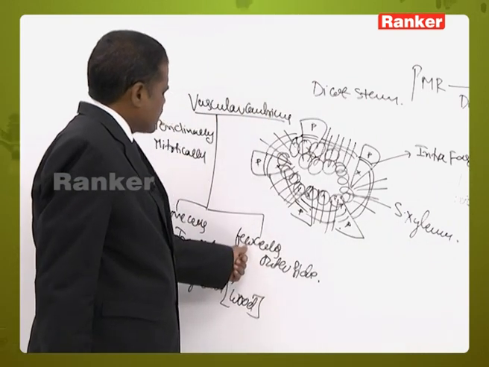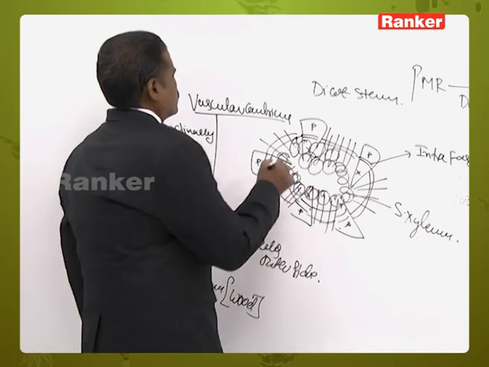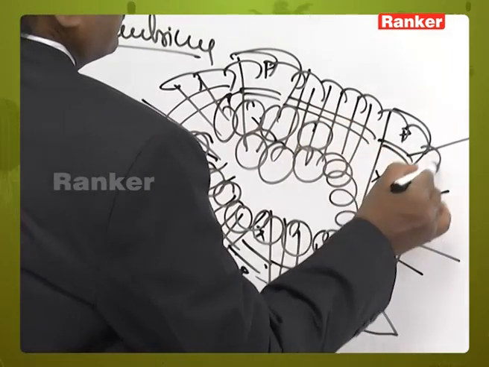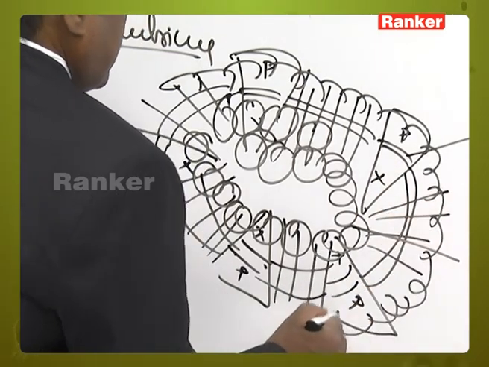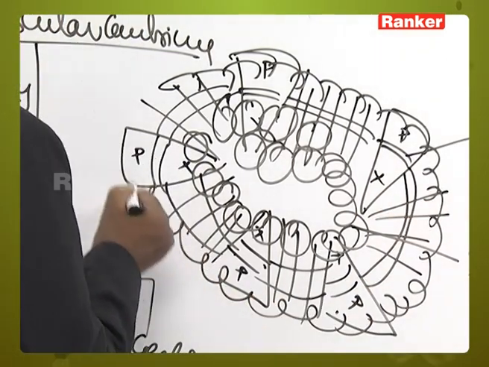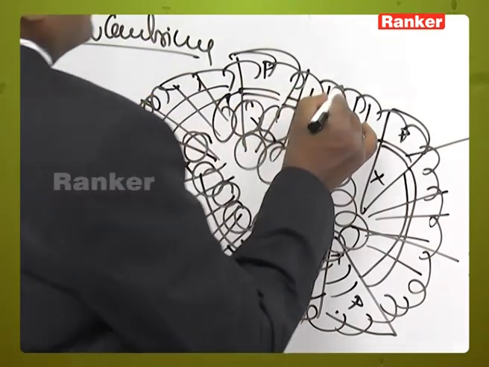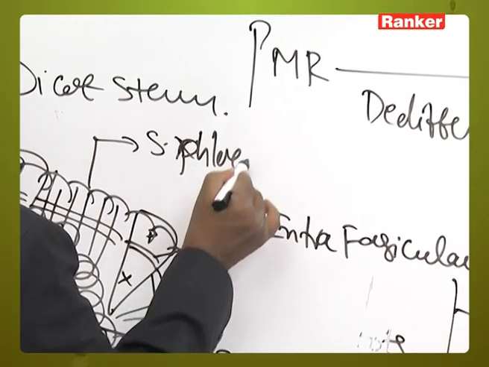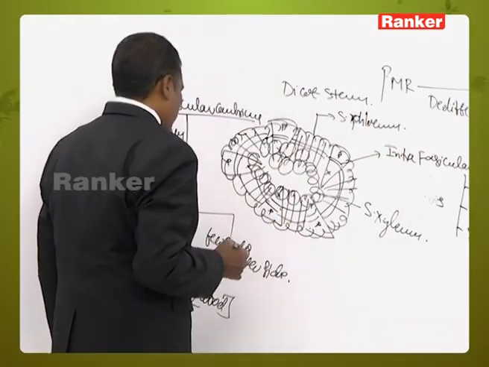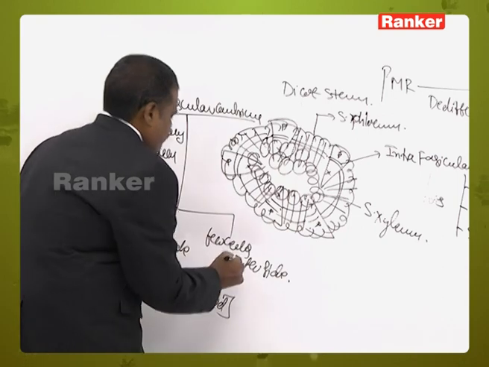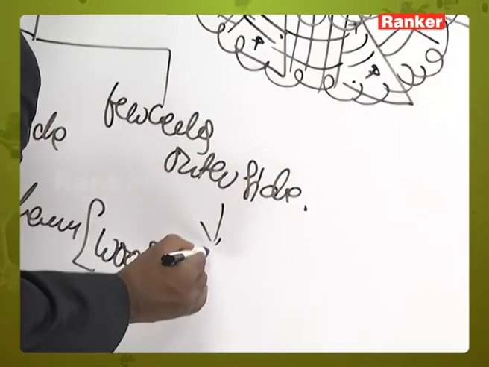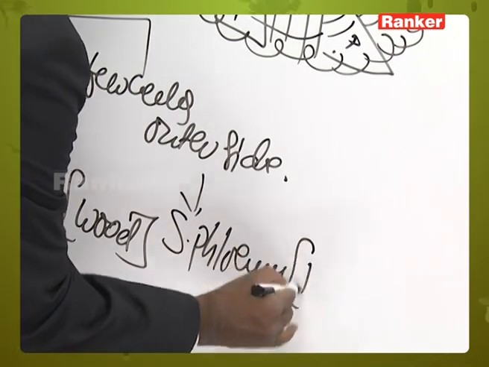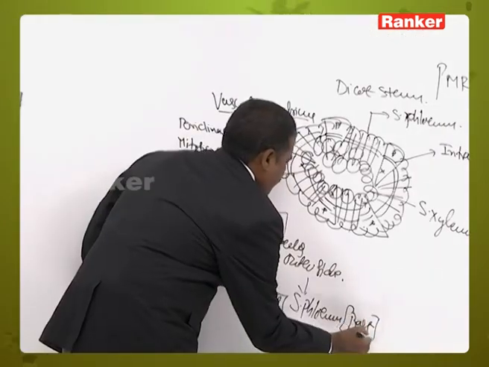Whereas the few cells which are produced towards outer side transformed into secondary phloem, which is also called as bast.